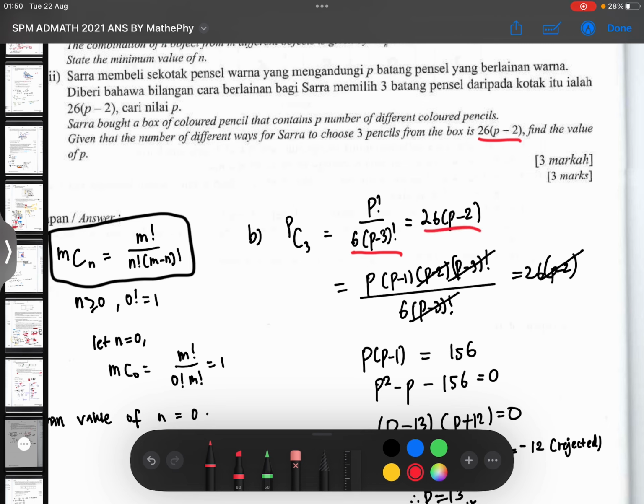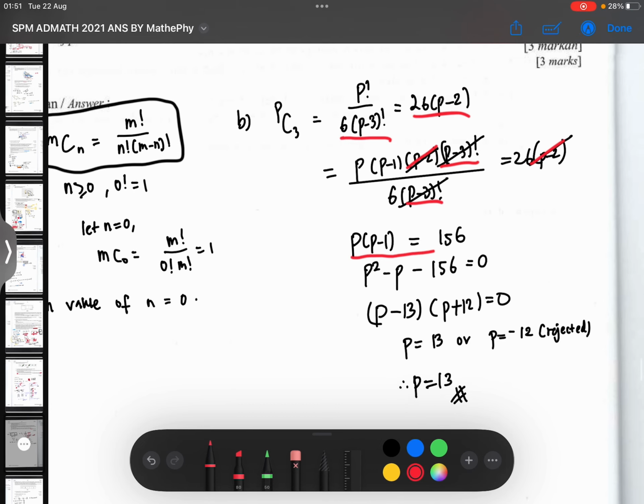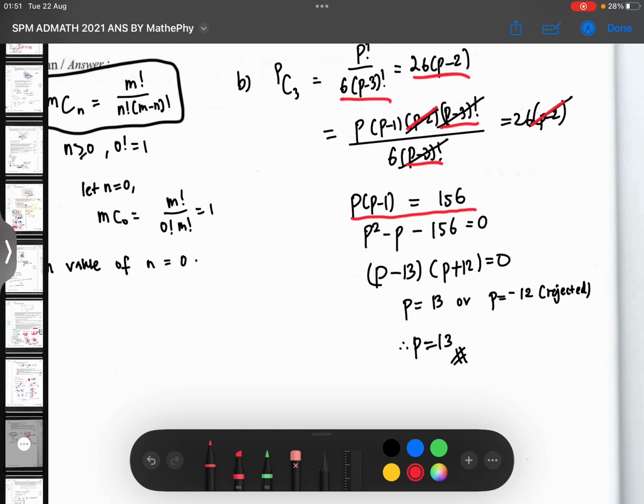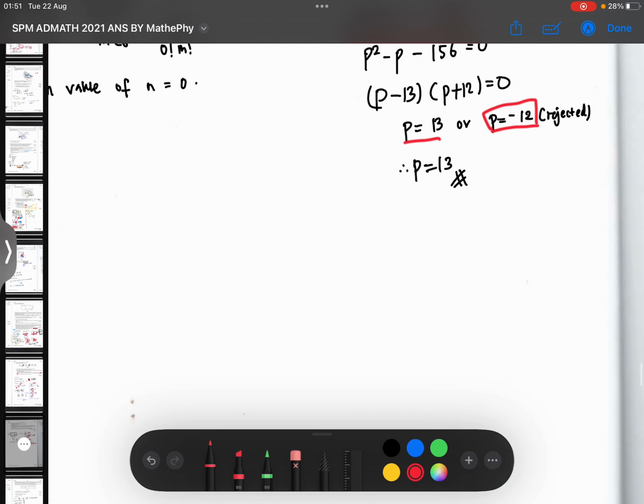I know that p factorial is p times (p minus 1), (p minus 2), then (p minus 3). I stop at p minus 3 factorial because I want to cancel it with the denominator. And then coincidentally p minus 2 also cancels with the left hand side and the right hand side. We are left with p(p minus 1) equals 156. Solve the quadratic equation, and then we arrive at p equals 13 or p equals minus 12. We need to reject this. Why? Because the number of pencils should be positive, can't be negative. So 13 is our answer.